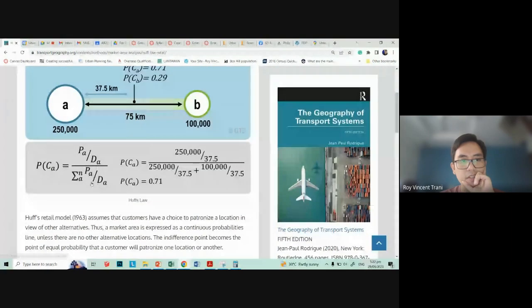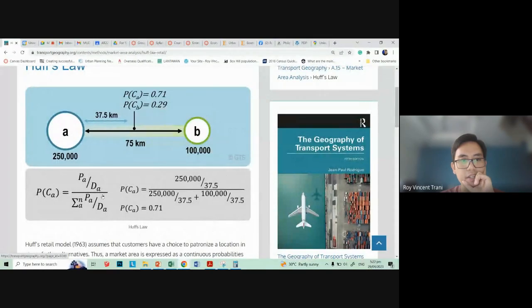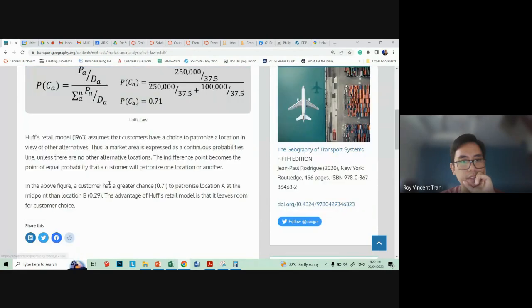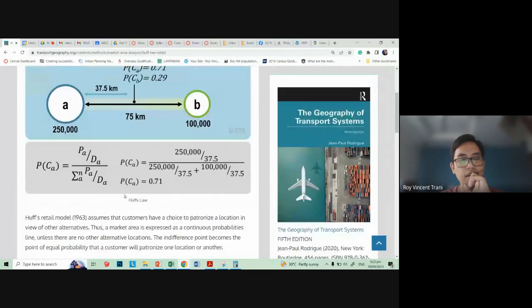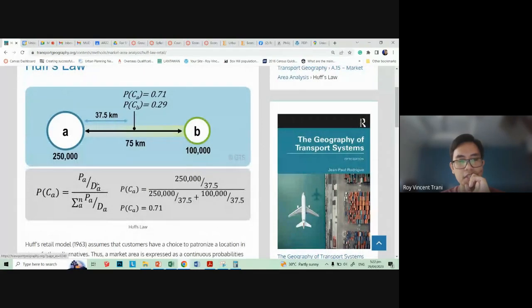Point of indifference equals population A over distance A, divided by, what is this? Oh, it's a summation. I'm just looking at the equation here. 250 is population A, then the midpoint distance plus population A. Okay, so let's try this.